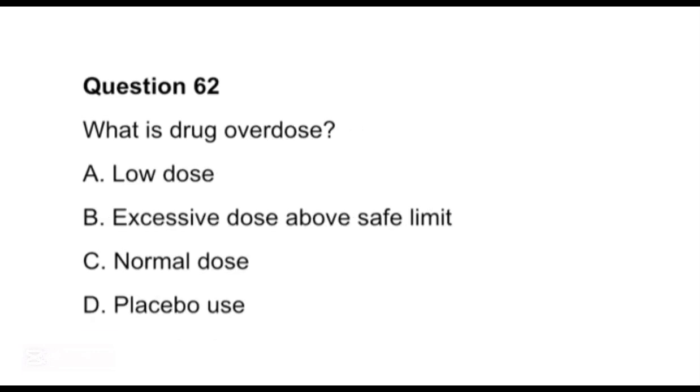Question 62. What is drug overdose? A. Low dose. B. Excessive dose above safe limit. C. Normal dose. D. Placebo use. Correct answer, B. Excessive dose above safe limit.